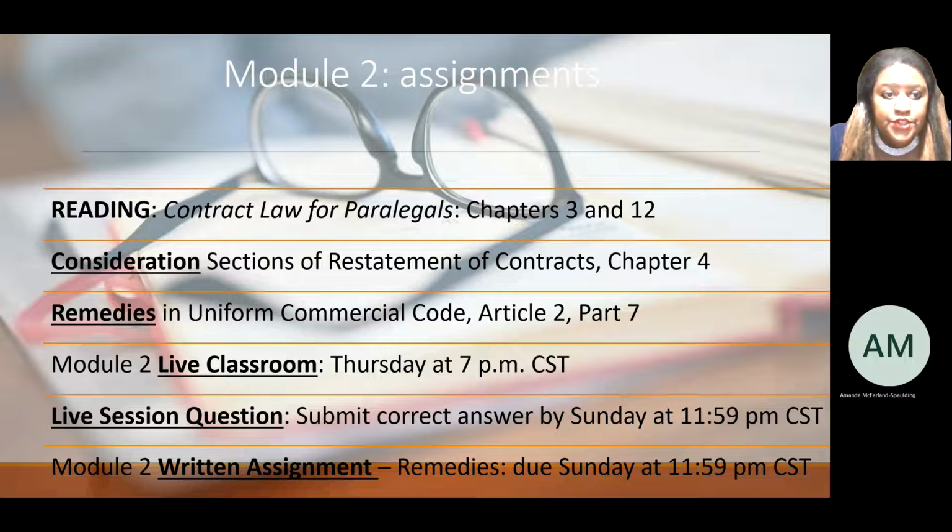What are our assignments for Module 2? The first is to read in the textbook chapters 3 and 12. I find the textbook is really, really good. And then we're going to look at Restatement of Contracts, Chapter 4. The restatement is simply like a treatise or an encyclopedia where you can look up different contract topics. We're going to look at remedies under the Uniform Commercial Code, Article 2, Part 7.